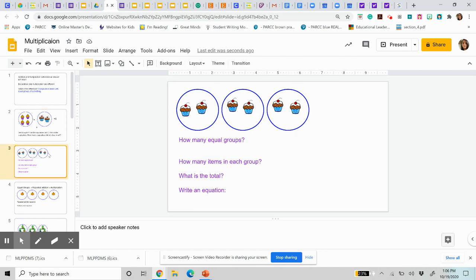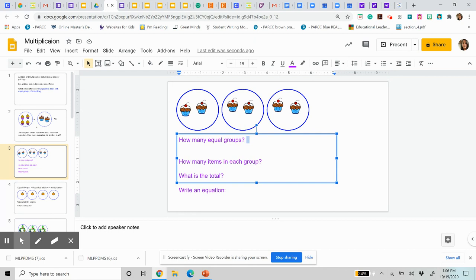Now, multiplication, we talked about equal groups. So I see groups here. These could be plates or just groups, so we're going to say group. There's 1, 2, 3 groups. Let's check if they're equal. There's 2 in this group, there's 2 in this group, there's 2 in this group. So how many equal groups are there? There's 3. My circles are my groups. How many items are in each group? There's 2, 2, 2. So there's 2 in each group.